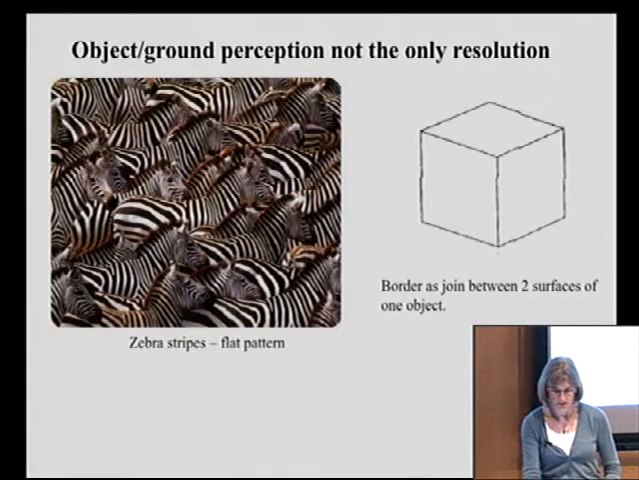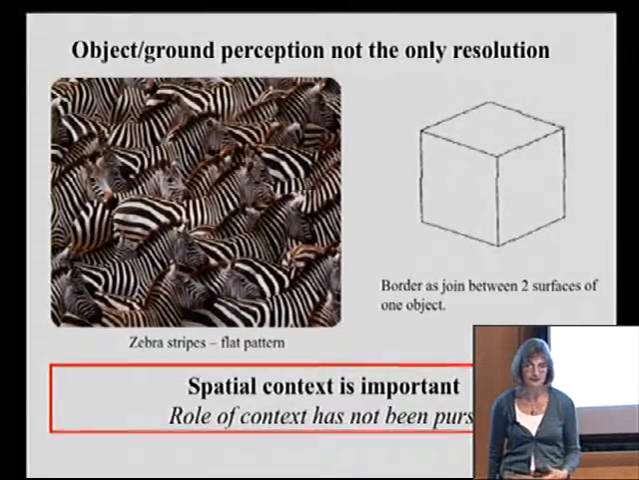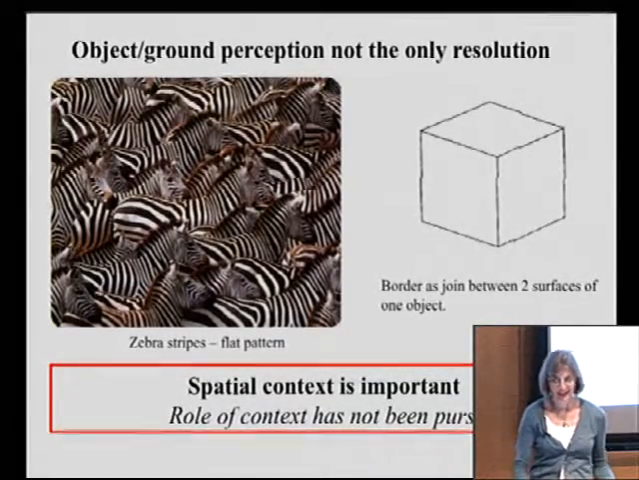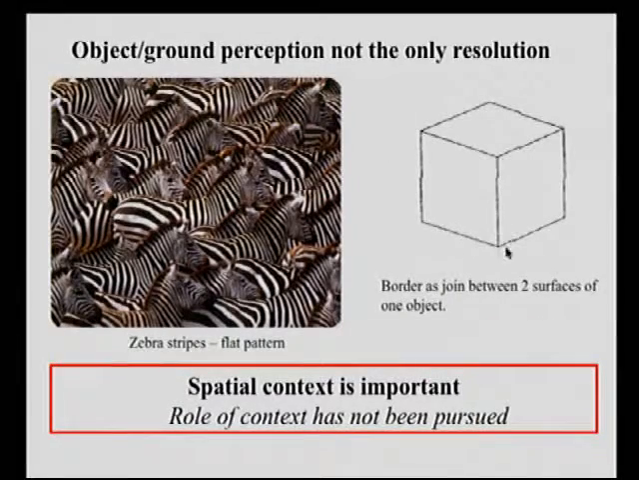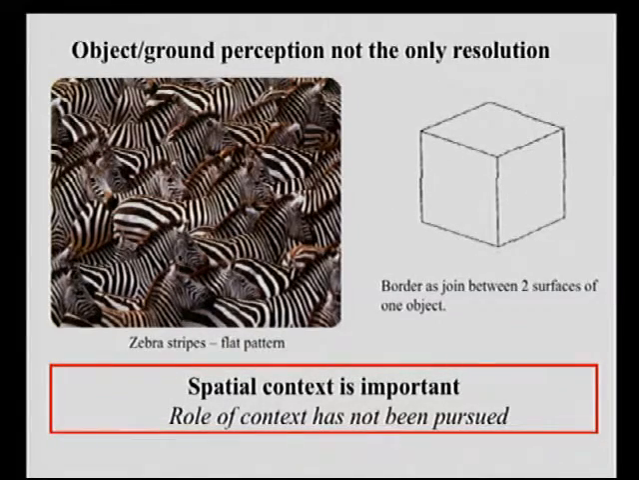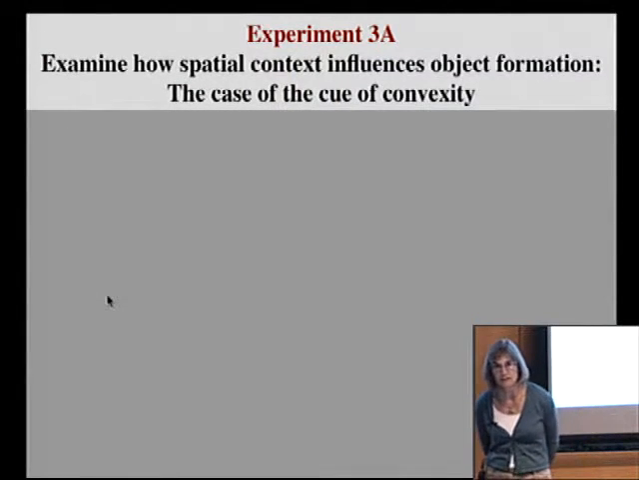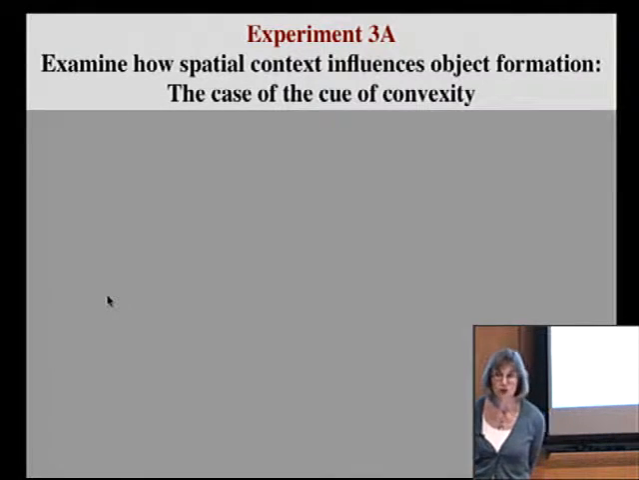Other solutions are possible. And so I think these examples imply that spatial context is important, because your resolution of this outline here as an edge of a geometric object depends upon the information around. Likewise, your resolution of the stripes versus the body edges of the zebra depends on the other information around. But the role of context has really not been pursued in this area, and we have done some investigation of that. For this investigation, we have not used the cue of familiarity.